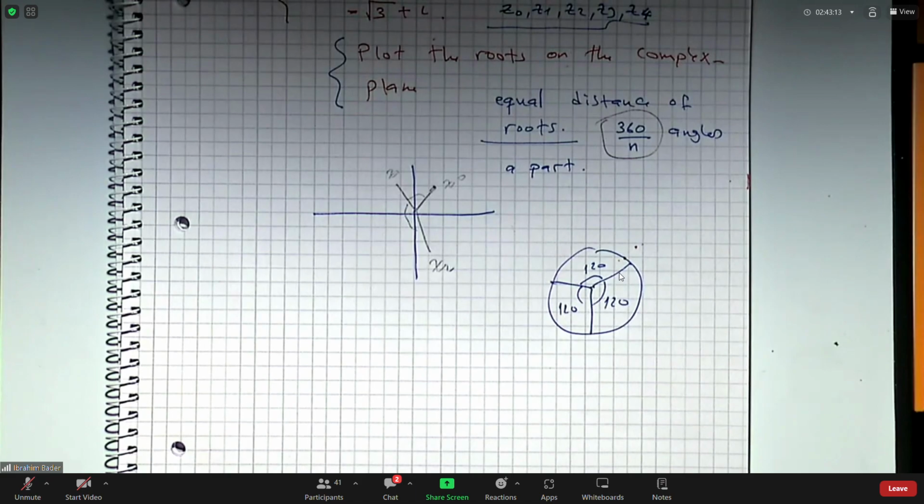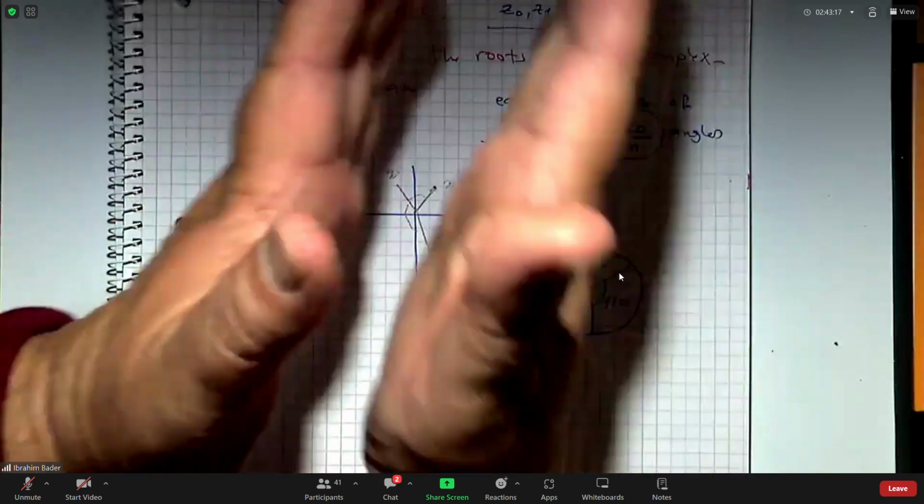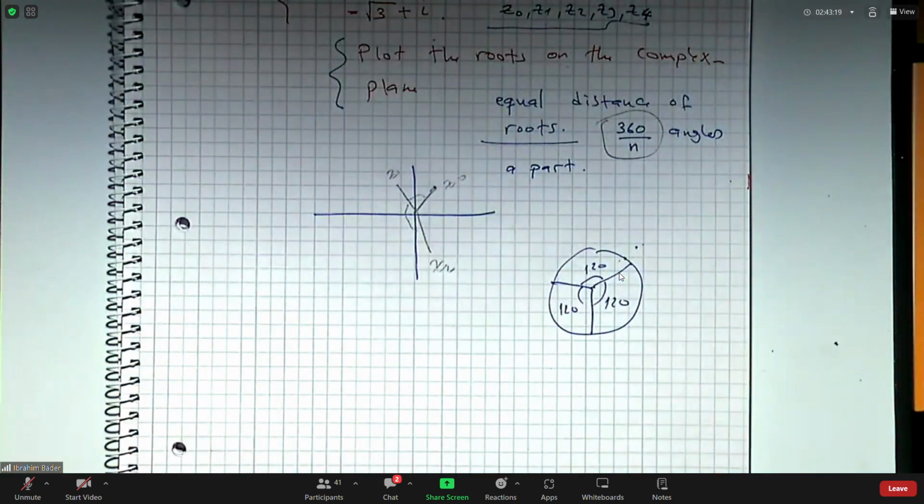This is important because I see sometimes in the exam, some students just plot it and then they have 2 roots very close and then the third.